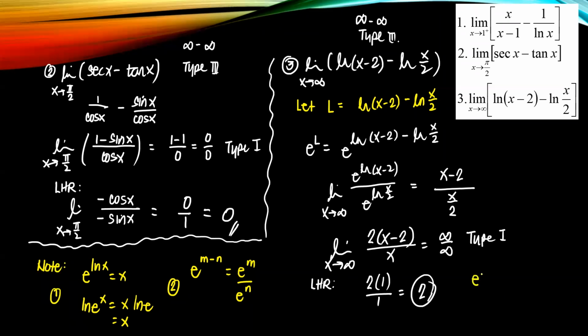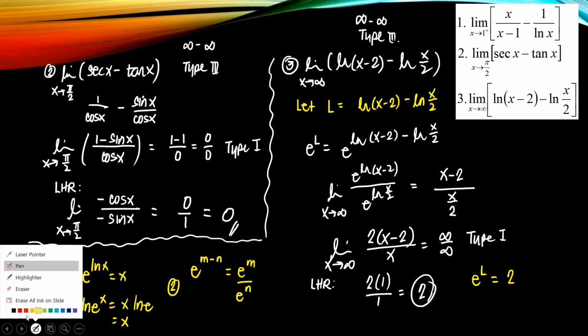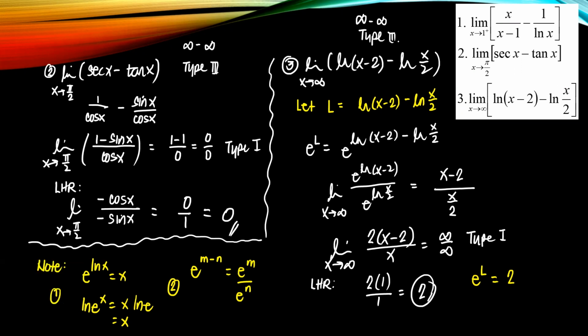If e to the L is equal to 2, how do you solve for L, guys? In order to answer this, you need to apply ln of both sides. So, L is equal to ln of 2. This is your final answer.